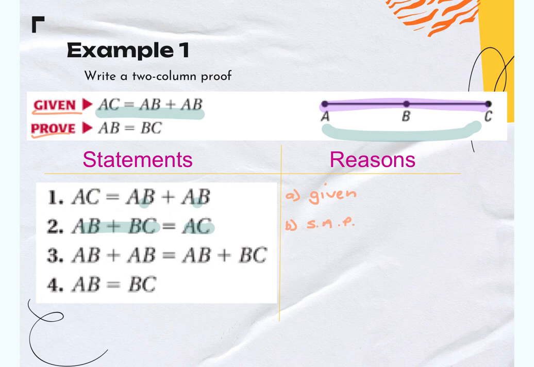So segment addition postulate, if you want to write it all the way out, we're going to eventually abbreviate it as SAP. 3 says AB plus AB equals AB plus BC. Well, if I look back to what I was given in the beginning, AB plus AB is equal to AC, and AB plus BC is equal to AC. So if two things equal AC, then I can take one of them and substitute it in. So if I took AC and I substituted it by AB plus AB, that property is the substitution property.